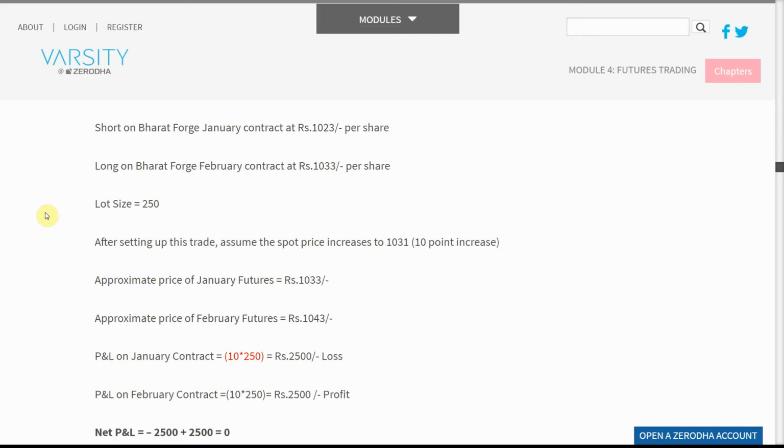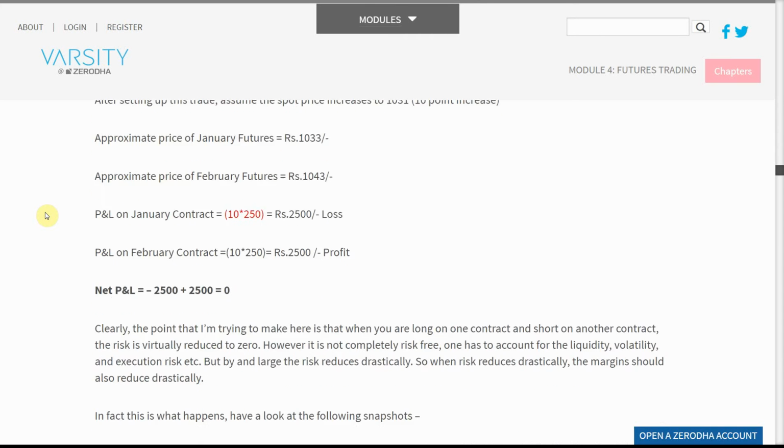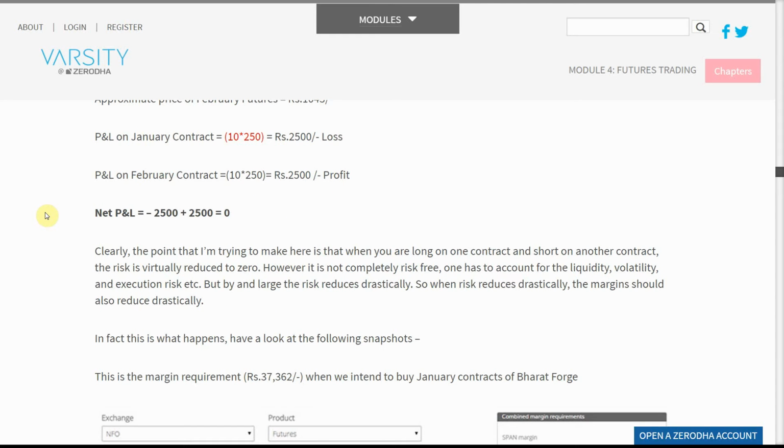Approximate price of January futures equals 1033 rupees per share. Approximate price of February futures equals 1043 rupees per share. P&L on January contract equals 10 * 250 equals 2500 rupees per loss. P&L on February contract equals 10 * 250 equals 2500 rupees per profit. Net P&L equals 2500 plus 2500 equals 0.